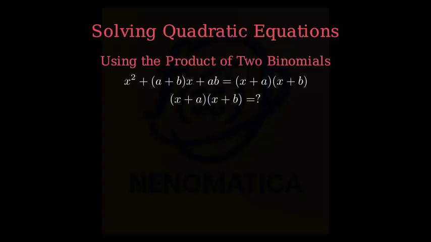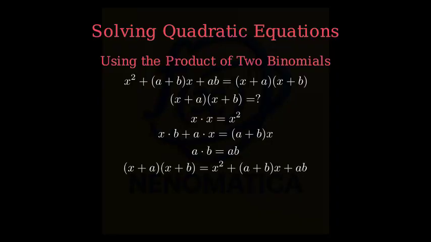Let's verify this by multiplying out the right side, (x plus a) times (x plus b). First, we multiply x by x to get x squared. Then we multiply x by b and a by x to get bx plus ax, which is x times (a plus b). Finally, we multiply a by b to get ab. Putting it all together, we get x squared plus (a plus b) times x plus ab, which is exactly what we have on the left side.